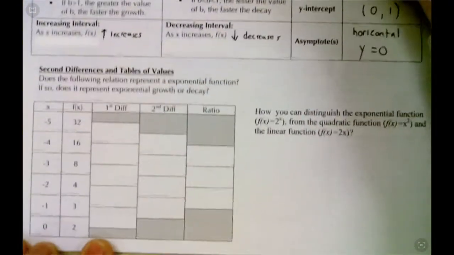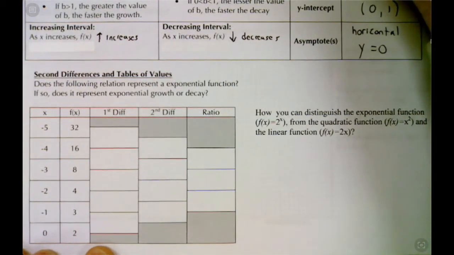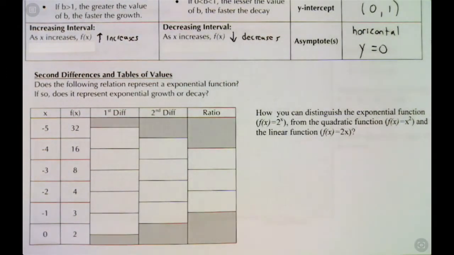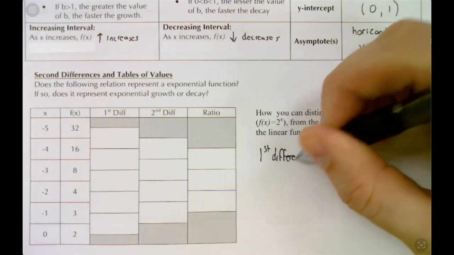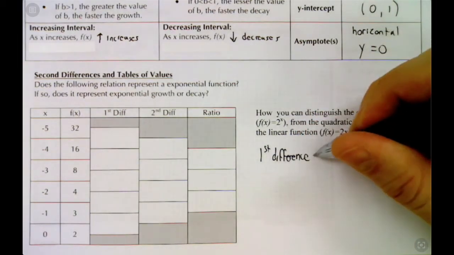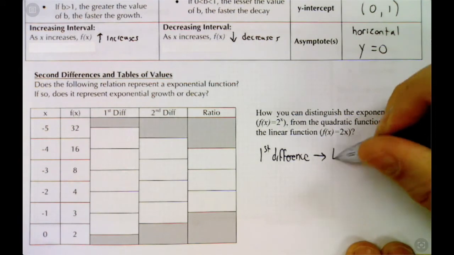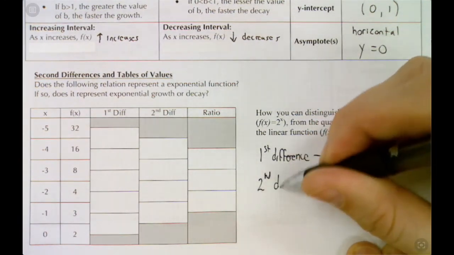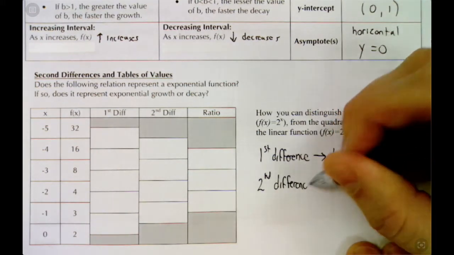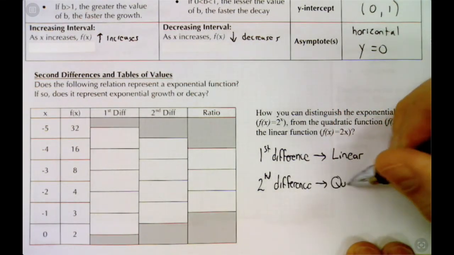In previous math courses, you may have looked at tables and done something called first and second difference. And by doing the first and second difference, you can decide whether a function is linear or quadratic. And it kind of teases the answer over here. But if we look at a first difference, what we're doing is we're examining if the graph is linear. If we look at a second difference, we're likely looking to see if the graph is quadratic.